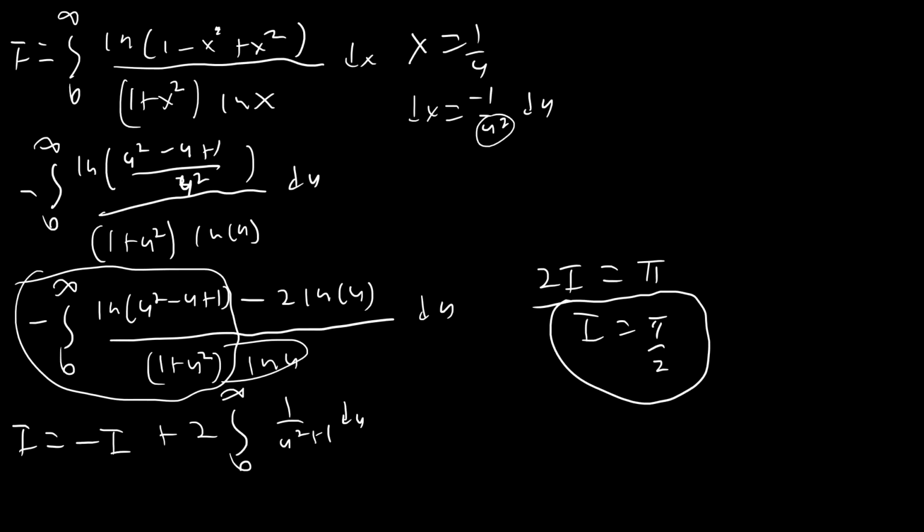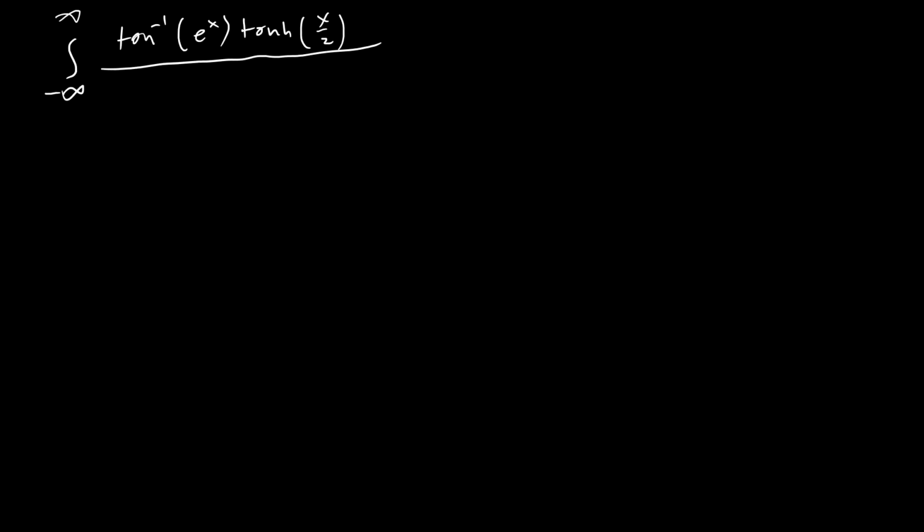All right, last integral right here, number 10. This one looks a little bit more fun. Hopefully it's a little bit more difficult. We have, okay, integral from negative infinity to infinity, tan inverse of e to the x, hyperbolic tangent of x over 2 over cosh of x times x. I believe that's it. Yeah.